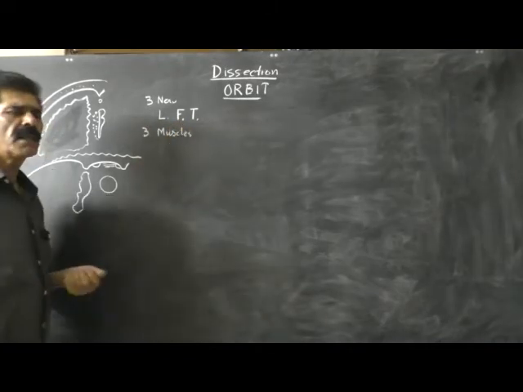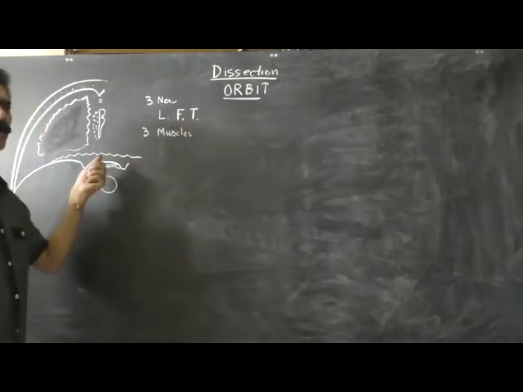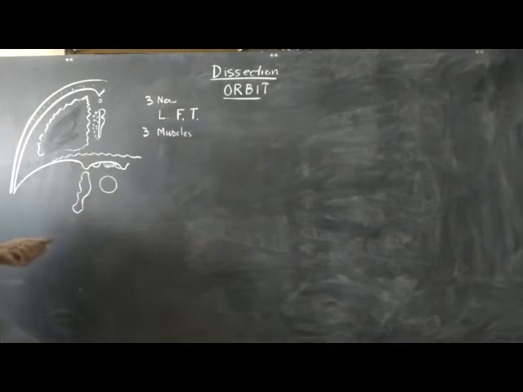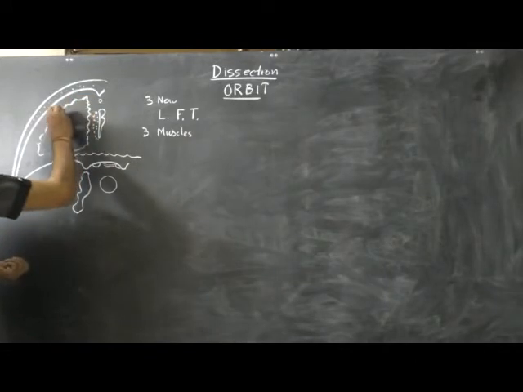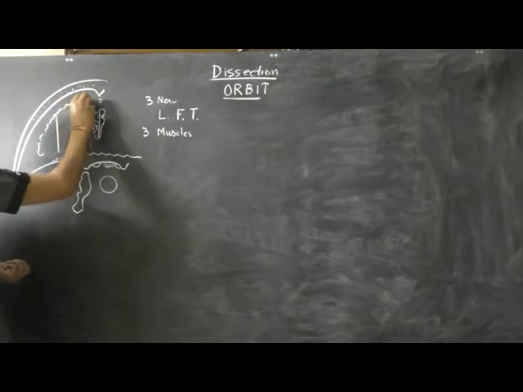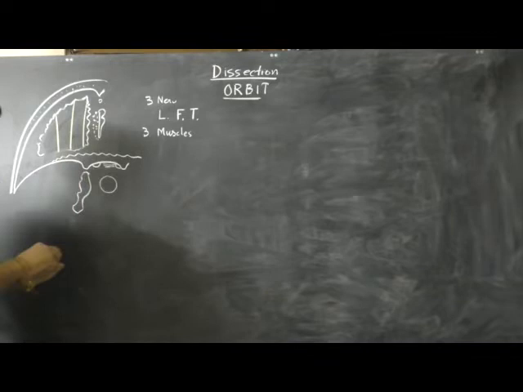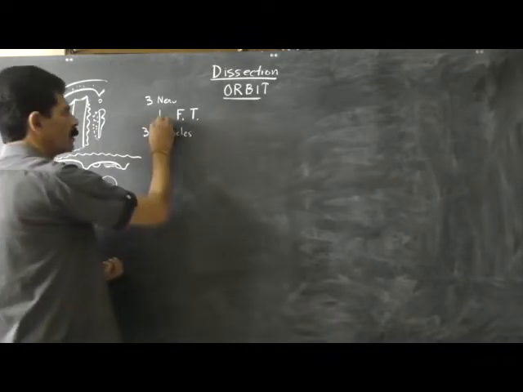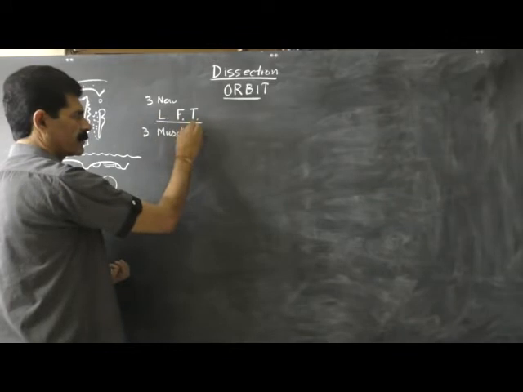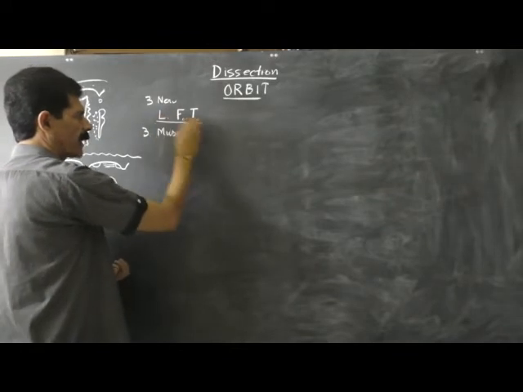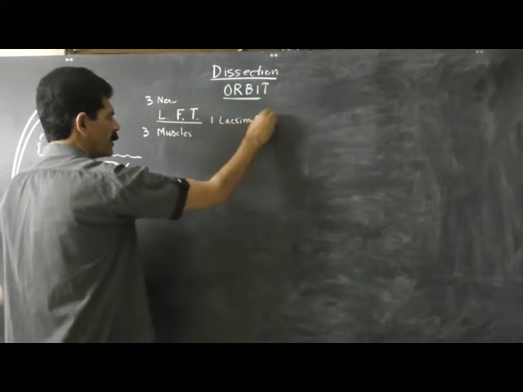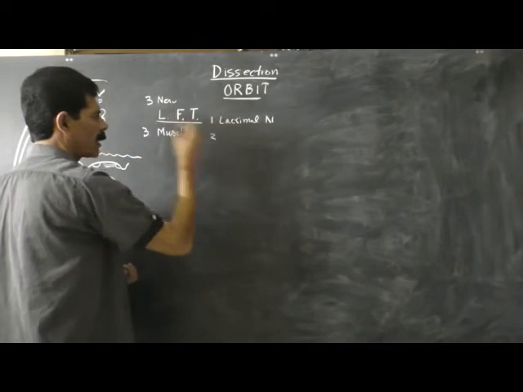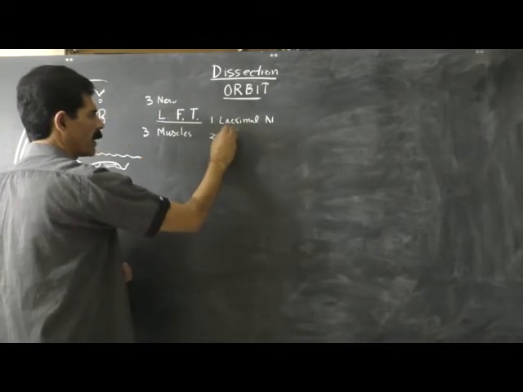Just by nibbling the small pieces of the orbital plate, we find three nerves from lateral to medial. Lateralmost is the lacrimal nerve, this is the frontal nerve, and T stands for trochlear nerve. So three nerves we encounter. How to remember? Liver function test. L for lacrimal nerve. So lacrimal nerve naturally supplies the lacrimal gland, which is situated superolaterally. F stands for frontal nerve.